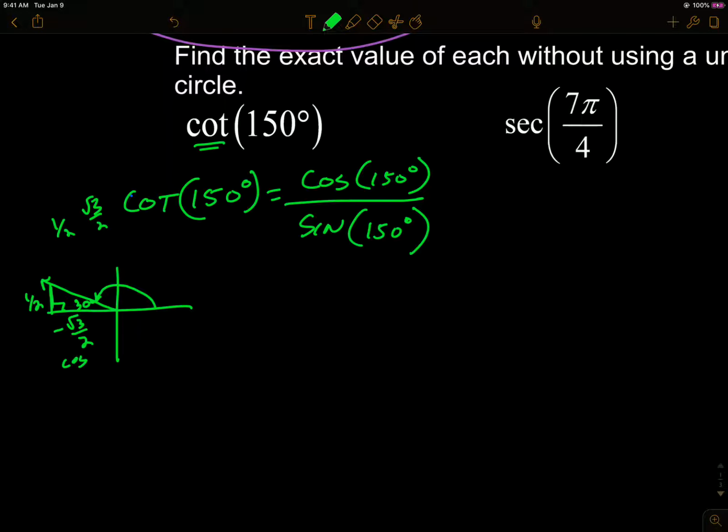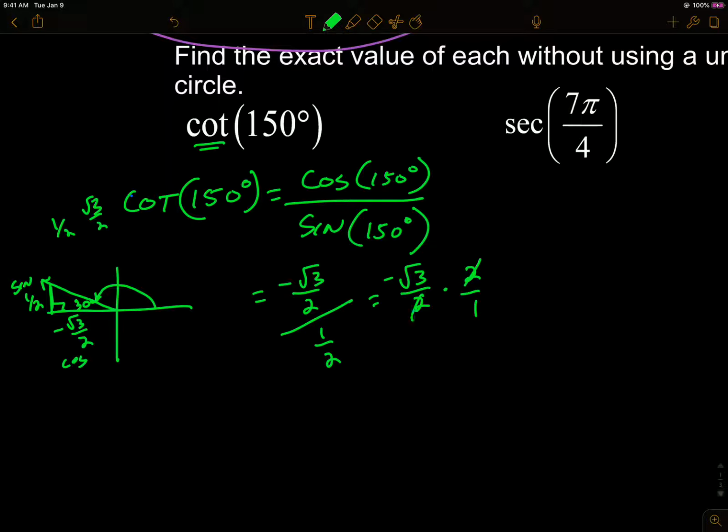Remember, cosine is the x-axis value, sine is the y-axis value. So the cosine of 150 is really the x value here. So it's negative root 3 over 2 divided by the sine of 150, which is 1/2. And now I simplify this fraction. Negative root 3 over 2 times 2 over 1.